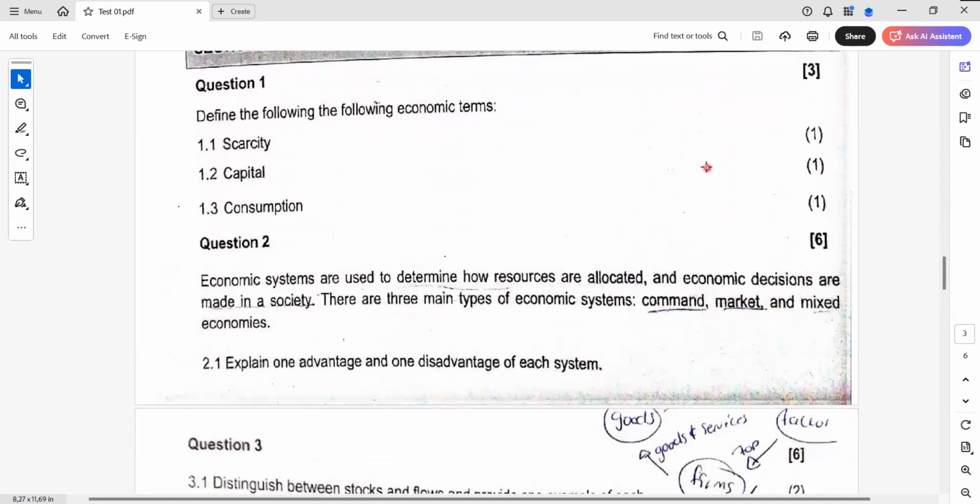Okay, so question one: define the following economic terms. Scarcity. Okay, so guys, already you know that scarcity is the central economic problem because we're dealing with scarcity. Scarcity is basically a situation where we do not have enough resources to satisfy our basic needs and wants, right? You can explain this in any way that you want, but you have to show that it's where we do not have enough resources, or we have inefficient resources, to actually satisfy our needs and wants, right?